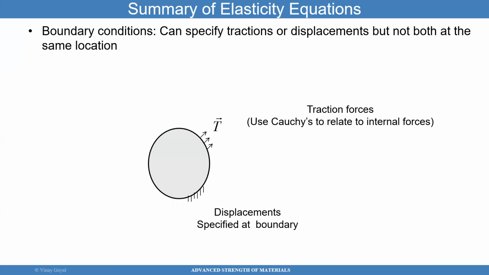So, boundary conditions: we can specify tractions or displacements, but not both at the same location. We discussed that. So I can apply tractions here, I can apply displacements here, but I cannot put displacements and tractions at the same time. And what are tractions? They are loadings that you can apply on the surface of the body of the material.